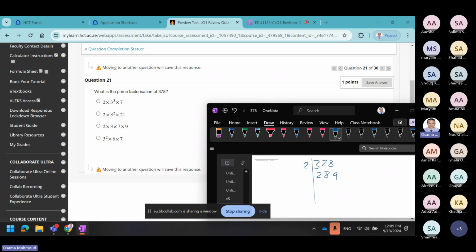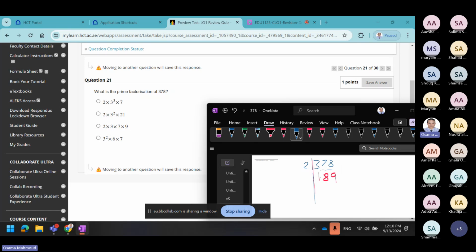378 divided by 2 gives 189. Can you divide this one by 2? For sure not. Can you divide it by 3? Sorry, I made a mistake here also. When you divide 378 by 2, this one will be what? Yes, 189, right?